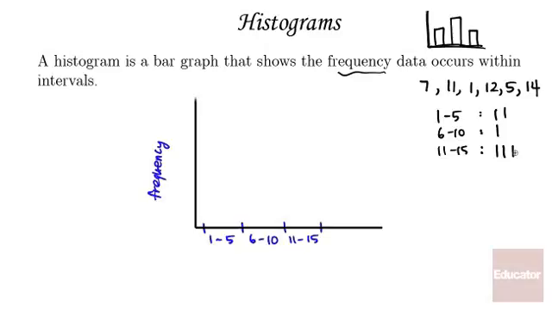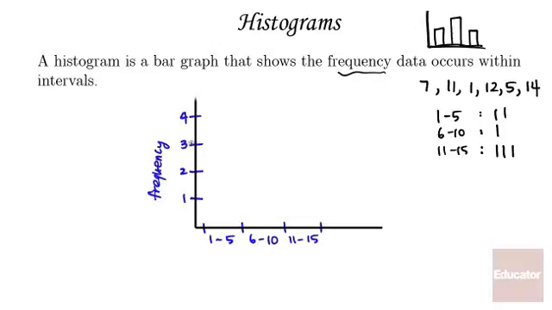So the frequency for the group 1 through 5 is going to be just 2. 6 through 10 is going to be just once. And then 11 through 15 is 3. So for the frequency here, I'm going to just do 1, 2, 3, 4, because the most I see a group's going to be is 3. That's the most, right?